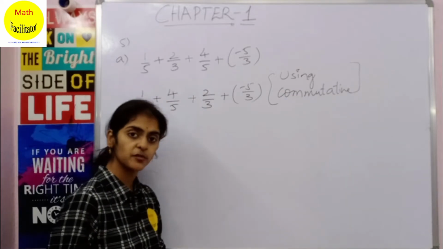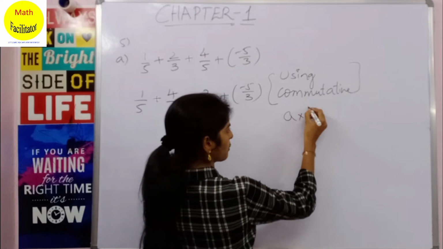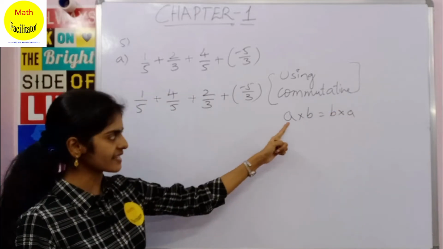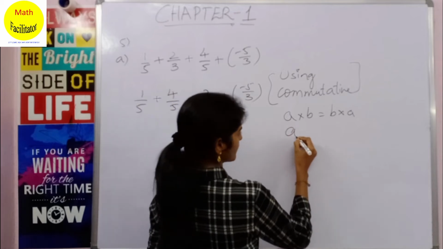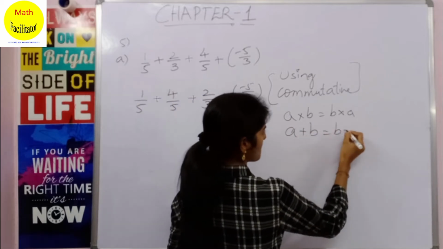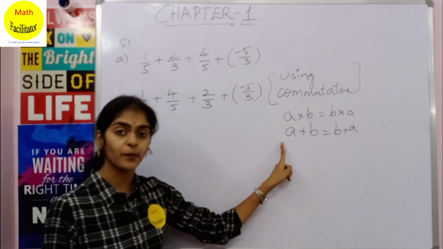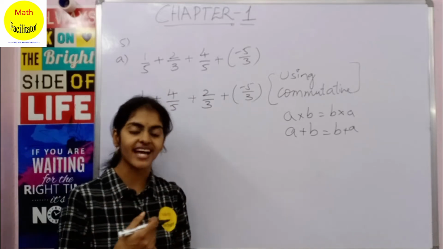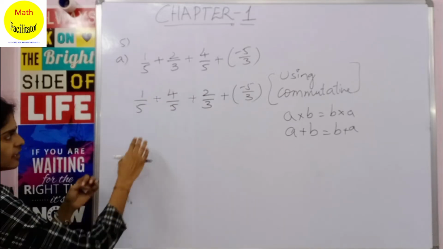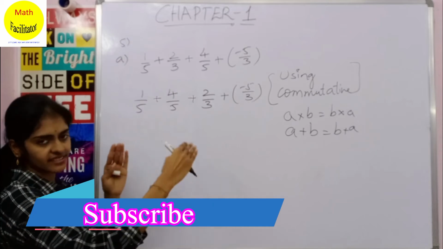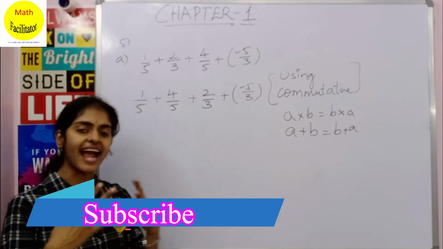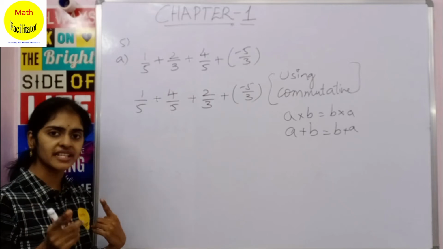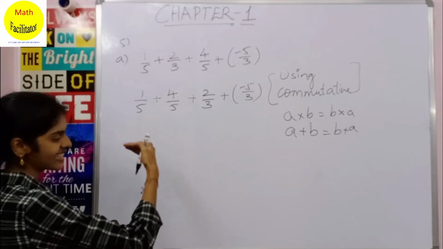So using the commutative property we are just rearranging the terms. Now what is the commutative property? A into B is equal to B into A. This is the commutative property under multiplication. Now A plus B equal to B plus A is nothing but the commutative property under addition. That means you add the numbers in any order, the answer you get is the same. Here also we are just rearranging the terms using this property. That means we are adding the numbers in a different order. The answer is the same, but your calculation simplifies.